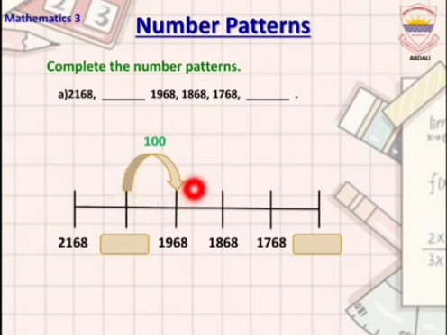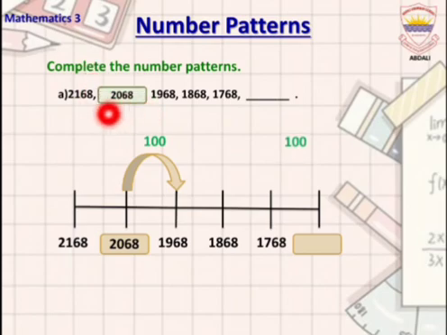When we subtract 100 from 2168, students, we get 2068. We get 2068 after 2168. And when we subtract 100 from 2068, we get 1968. We write 2068 in our first blank.